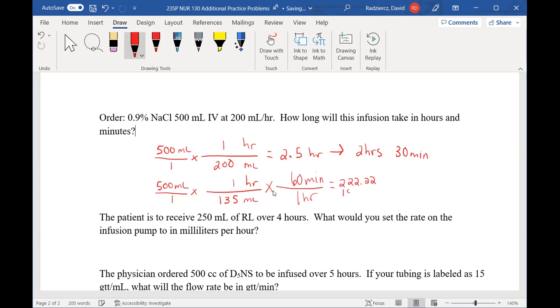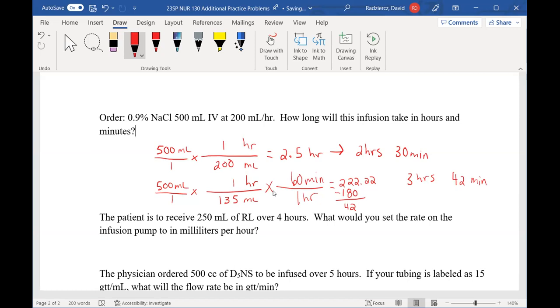So what I'm going to do is take my 180, right? So we know that's 3 hours. 222 minus 180 gives me 42.22. So if I was estimating this, I would just say 3 hours, 42 minutes. I don't think you're going to get a question like this. This was just to challenge you a little bit. If you struggled with it, that was intentional.